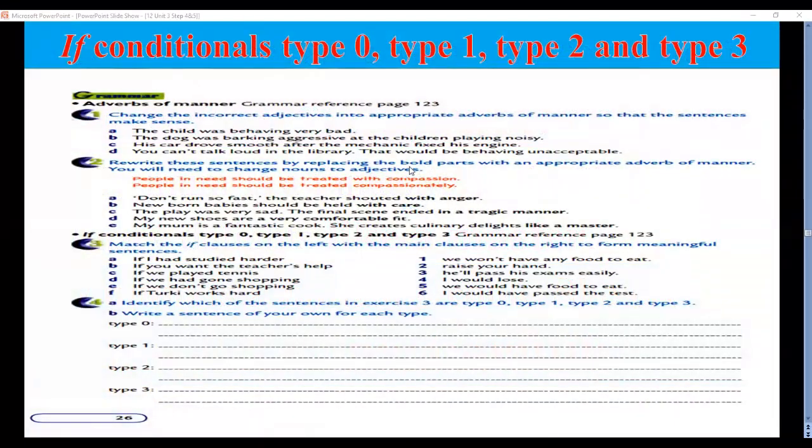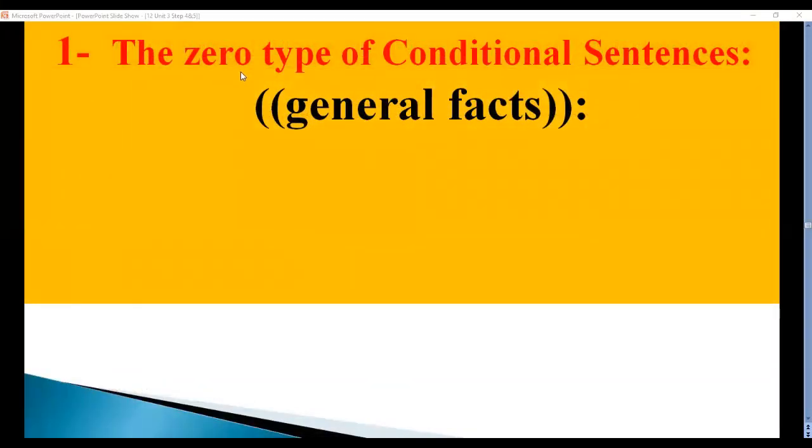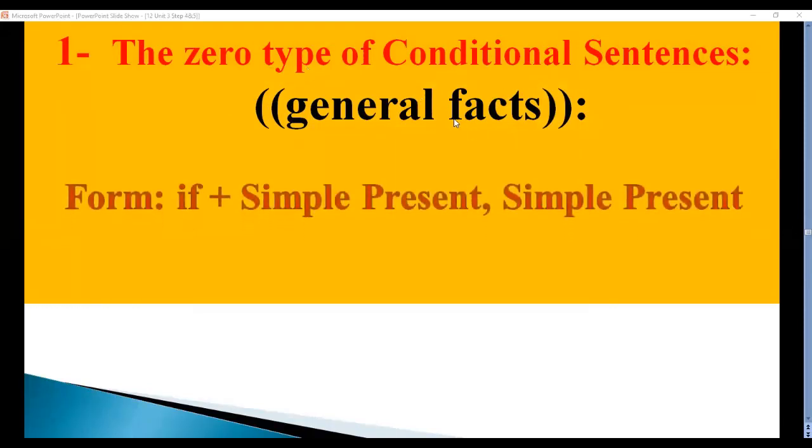Now, dear students, let's go to see something else, something which is of great importance, if conditionals. Type 0, type 1, type 2, and type 3. And open also your student's book on page 26, in order to have a look at this idea of if conditional clauses. Have a look. From the very beginning, I would like to introduce the zero type, which describes general facts. Like what?